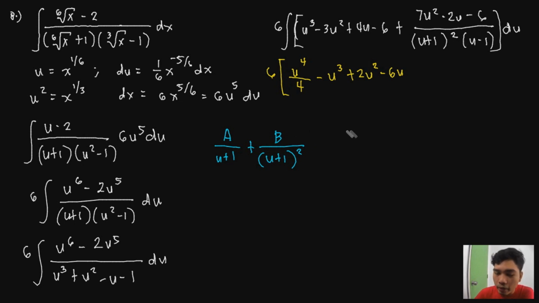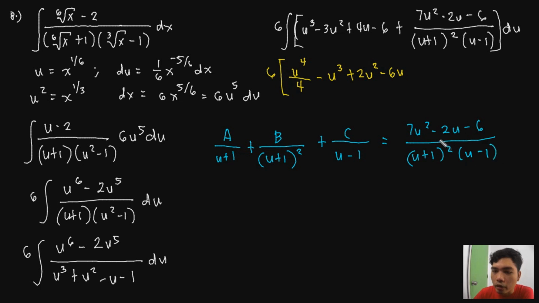And how about yung u minus 1? So, that is plus c over u minus 1. Okay. So, we technically have 3 unknowns in this case. And then that is equal to 7u squared minus 2u minus 6 divided by u plus 1 squared and then u minus 1. Now, hindi natin to pwedeng apply ng cross multiply kasi we can see it from here na tatlo tayong terms. So, let's just do yung ating LCD, no?